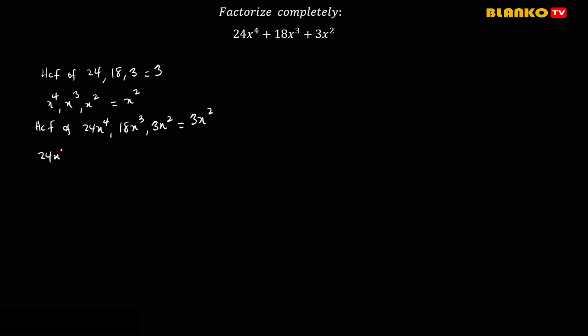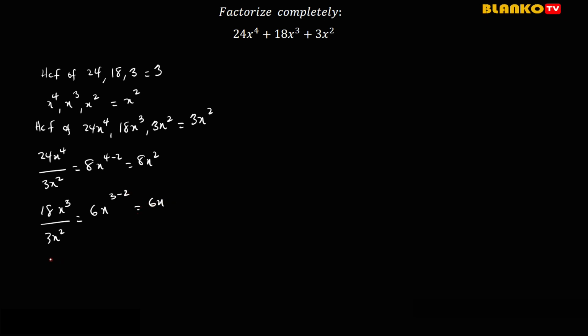We take 24x^4 and divide it by the HCF, which is 3x^2. This is equal to 8x^(4-2), which is 8x^2. Then we take 18x^3 and divide it by the HCF, 3x^2. This is also equal to 6x^(3-2), which is 6x. Then we take the last term, 3x^2, and divide it by the HCF, 3x^2. And this is equal to 1. I hope you are following it.